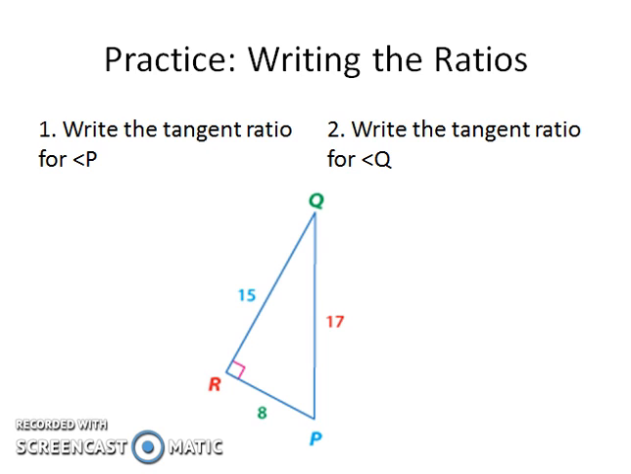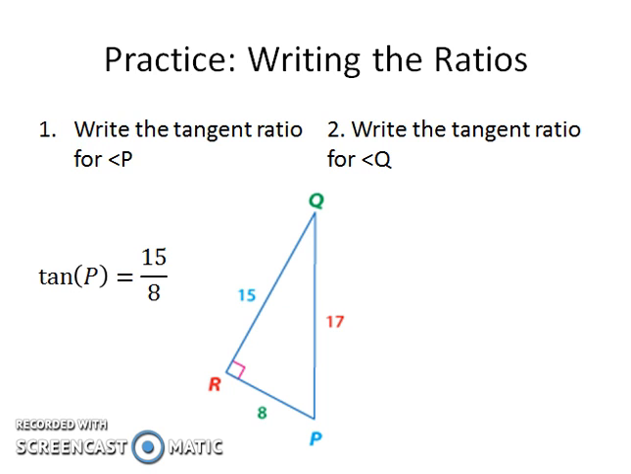So to practice writing the ratios, first we're going to write the tangent ratio for angle P and then angle Q. If we're focusing on angle P, we want to set up the opposite side over the adjacent side. And the opposite side is 15, the adjacent is 8. What I like to do sometimes is circle the actual angle that I'm focusing on so that it helps draw my attention to the correct place. Tangent Q would be the opposite, 8 over 15.